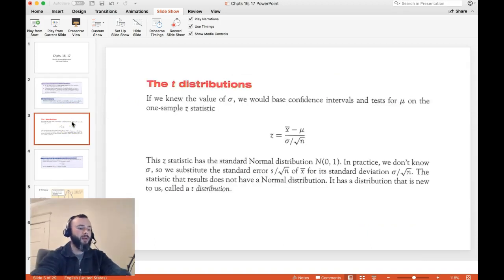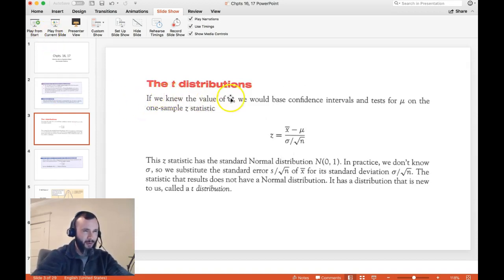So let's become familiar with something brand new, the t distribution. We've been spending a lot of time this semester with z, and now we're going to learn about t. T is an alternative to z. You would never use them both at the same time. T kind of replaces z when you don't know sigma. And so that's the key here.